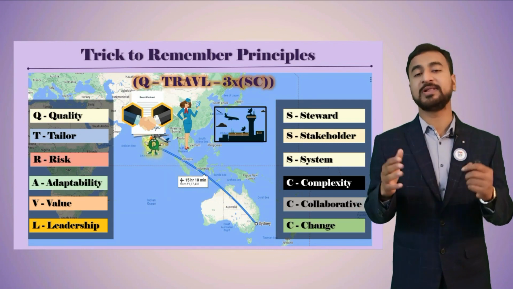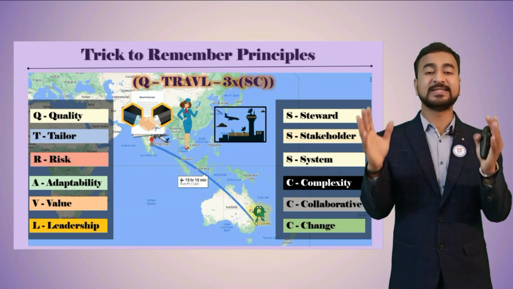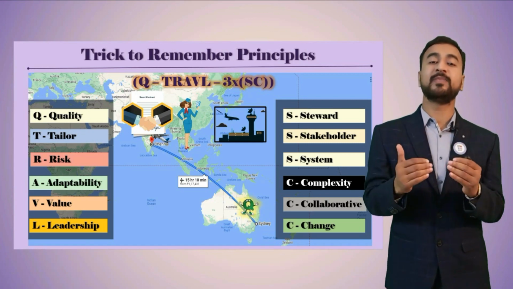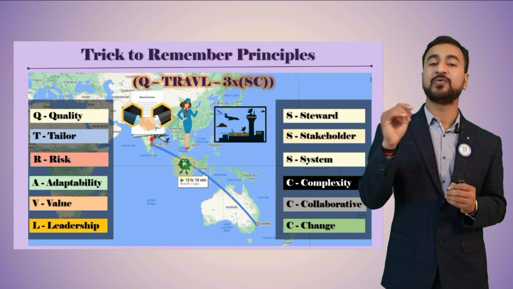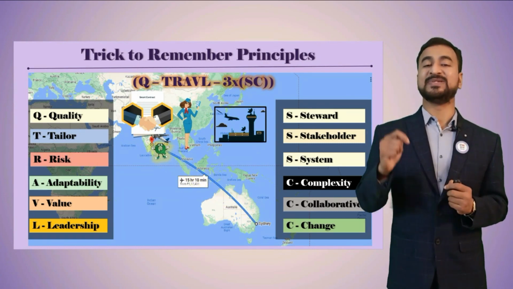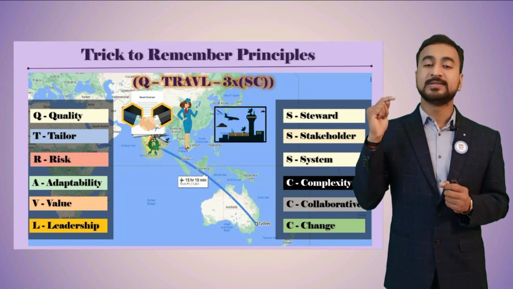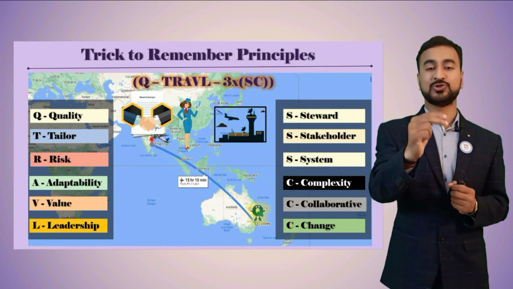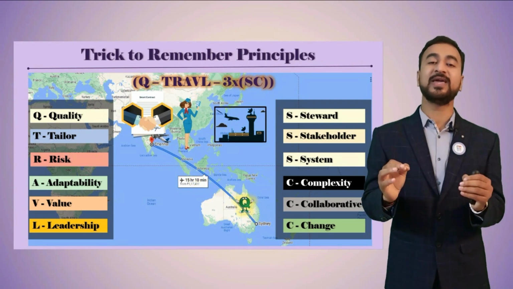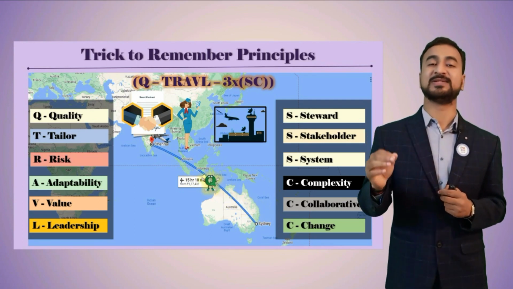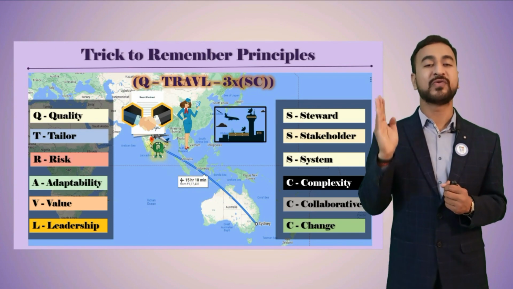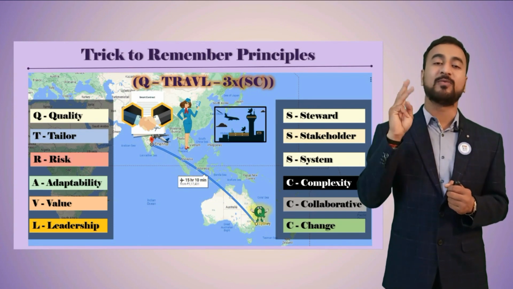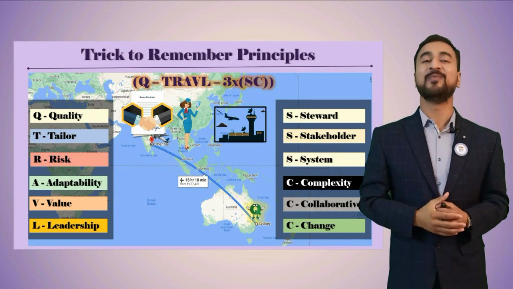We are going to discuss all this in detail one by one, but this is the technique by which you can remember all these 12 principles. So I just wanted to recap again. Try to remember this sentence: Mr. Q traveled 3 times from Sydney to Chennai, and this is the way you can remember these 12 principles. Just remember one sentence. I repeat once again for you: Mr. Q traveled 3 times from Sydney to Chennai, and you can remember all these 12 principles.